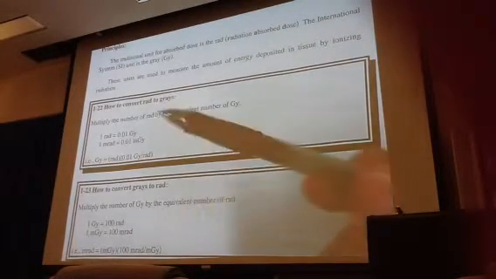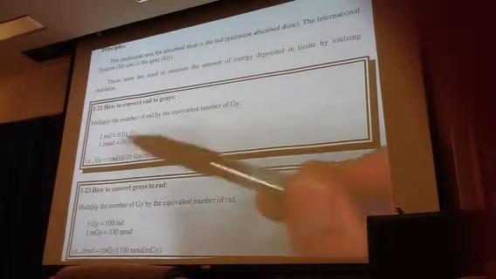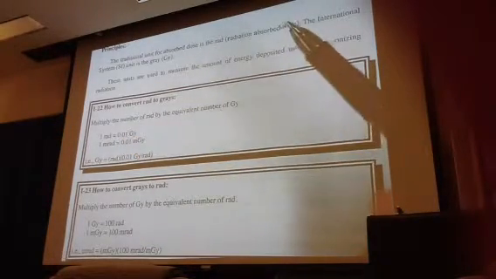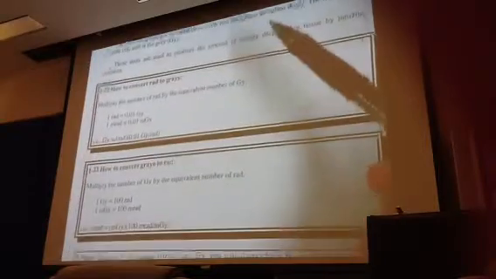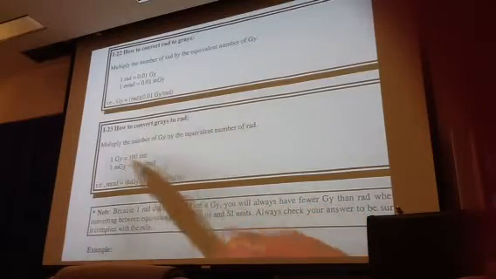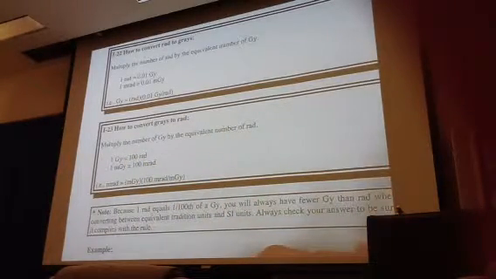Yeah, a centigray or 1/100th of a gray equals 1 rad. Okay? And then if you're going in the opposite direction, you're just going to multiply it by 100 to change it.